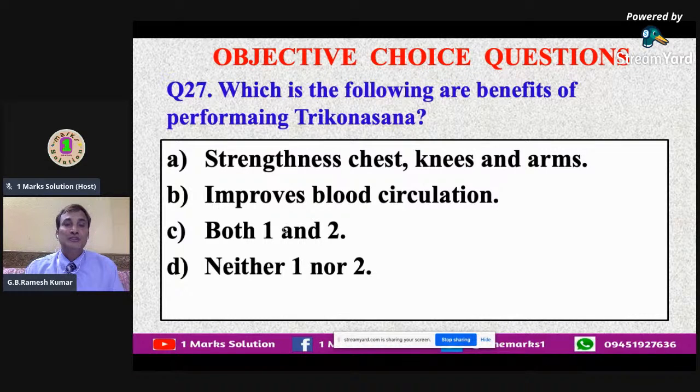Now, when you are performing Trikonasana, just imagine it. Definitely it strengthens the chest, knees and arms, it stretches nicely, and it improves the blood circulation also. I want to suggest one thing to those going for 12th standard, especially for this yoga chapter: perform all the asanas once, whatever is in our syllabus, then you will understand. You need not learn by heart. Just do it once, and automatically you will come to know which parts are affected. It will come in front of your mind. So the answer is both 1 and 2.